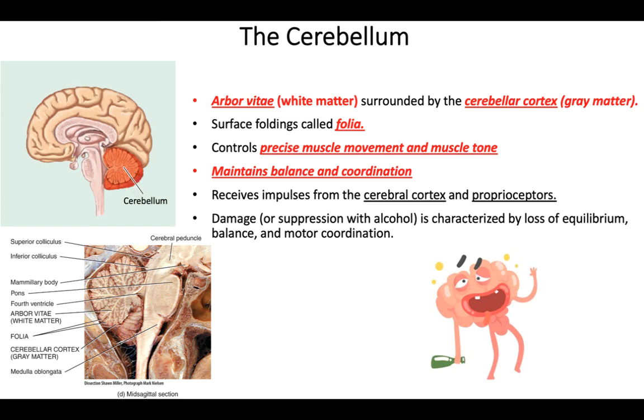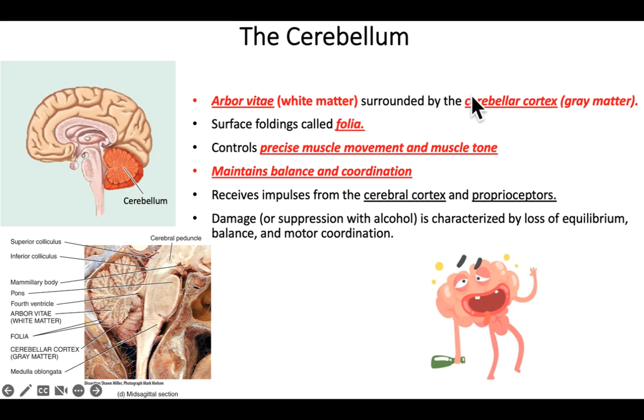It's got very distinct different tissues on the inside. This is probably my favorite picture because it clearly shows the white matter surrounded by gray matter. The white matter on the interior of the cerebellum has a name. It's called the arbor vitae. Arbor means tree, vitae means life. So that means the living tree or tree of life inside the cerebellum. So that's the white matter.